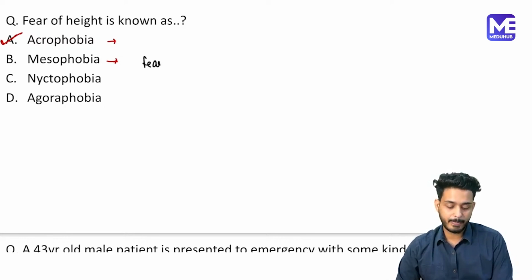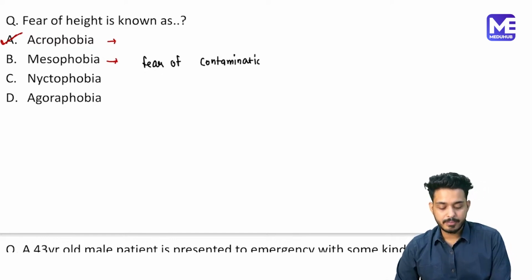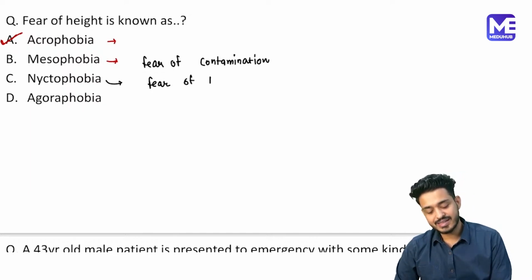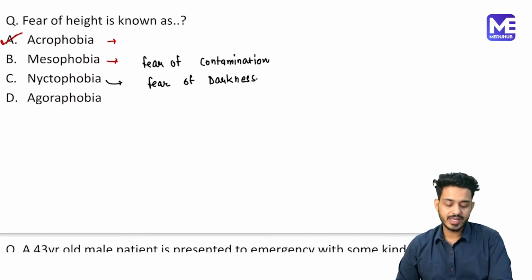Fear of contamination. Fear of contamination is known as what? Mesophobia. Nyctophobia is what? Fear of darkness. Fear of darkness is known as what? Nyctophobia. Okay, and what is this, agoraphobia?